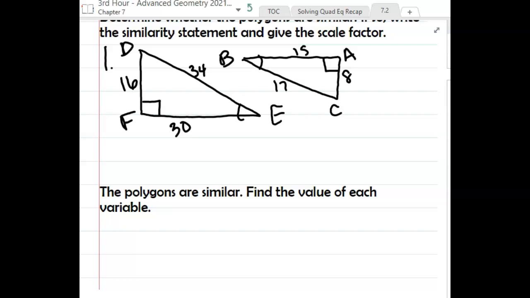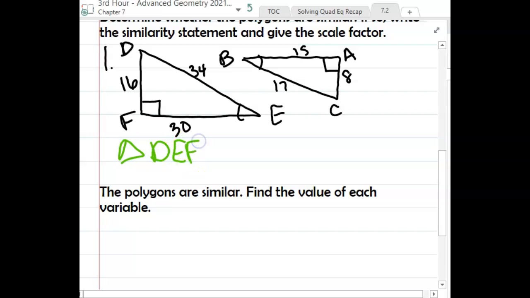Now, like we did on the one on the left-hand side, I think it might be easier when the triangles aren't oriented the same, the left side and the left side, to write the similarity statement first, even if you aren't sure they're similar. So, if you start with the first triangle, it does not matter how you name the first triangle. Who would like to name the first triangle? Brian. DEF. DEF. That sounds like a great name.